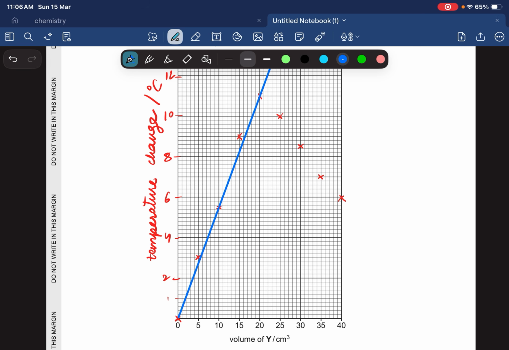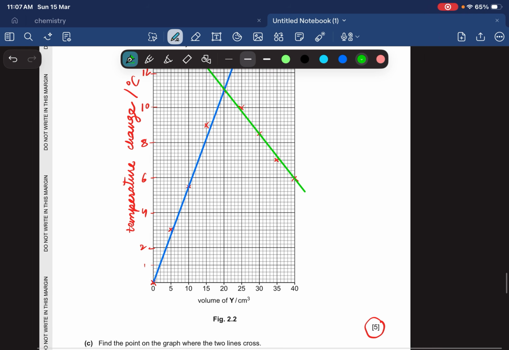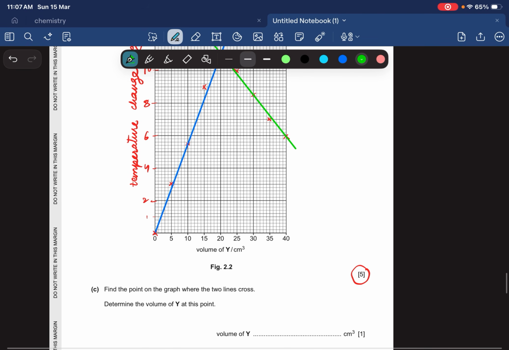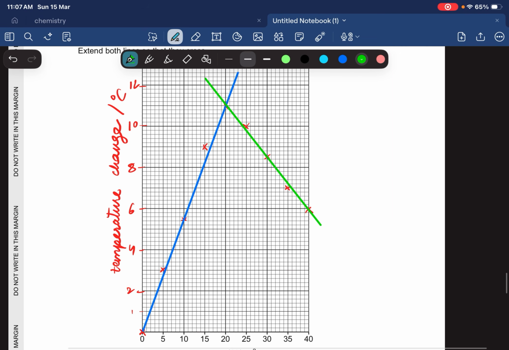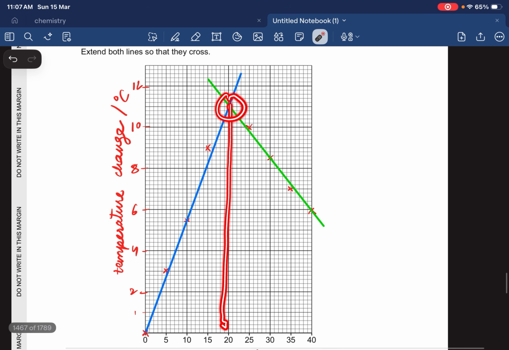Should cover your maximum points. That's for my increasing gradient. And the second line I'm going to draw is for my decreasing gradient. Something like this. Now, the point determines the volume of Y at this point. 20. 20 is the volume of Y where my 2 lines are crossing.